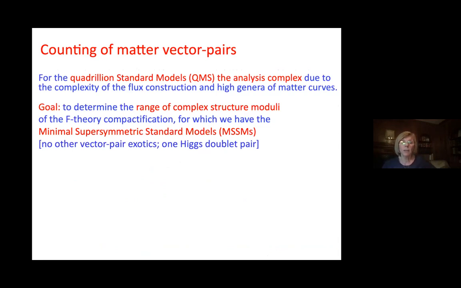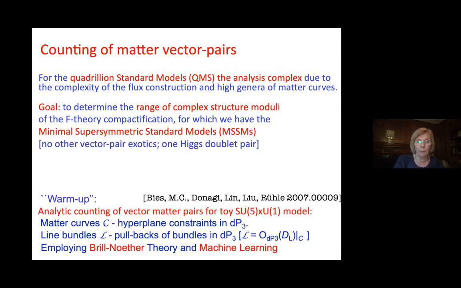So we would like to count these matter vector pairs for these quadrillion standard models. And really, at the end, the goal is to find the full range of the complex structure moduli space of F-theory compactifications, which produce precisely the MSSM matter spectrum. Well, this is in principle very hard, in part because flux is hard, and in part because the genera of these matter curves are very high.